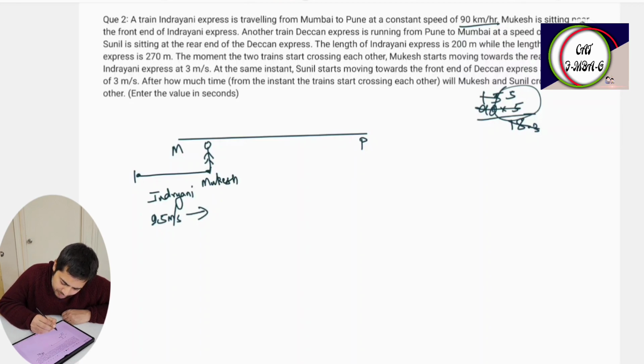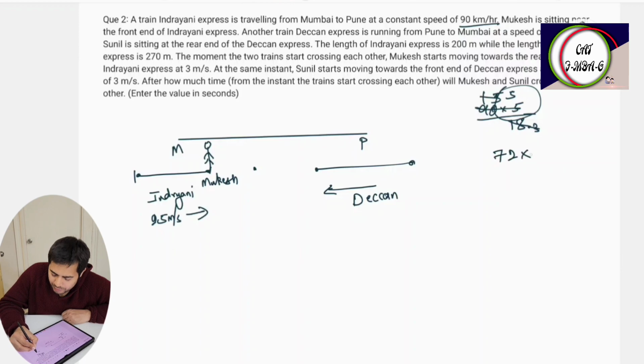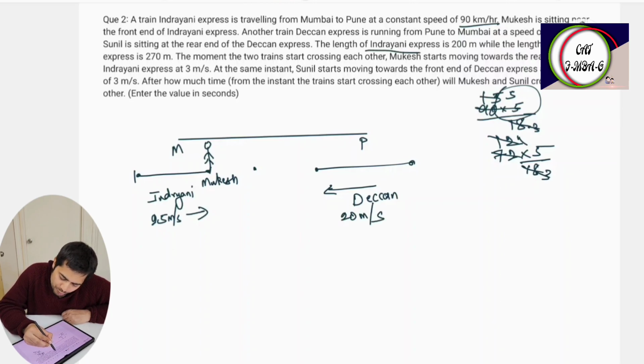Another train, Deccan Express, is running from Pune to Mumbai. This is Deccan Express, at 72 km per hour. So 72 into 5 by 18 is 20 meter per second. The length of Indrayani Express is 200 meters, and the length of Deccan is 270 meters.